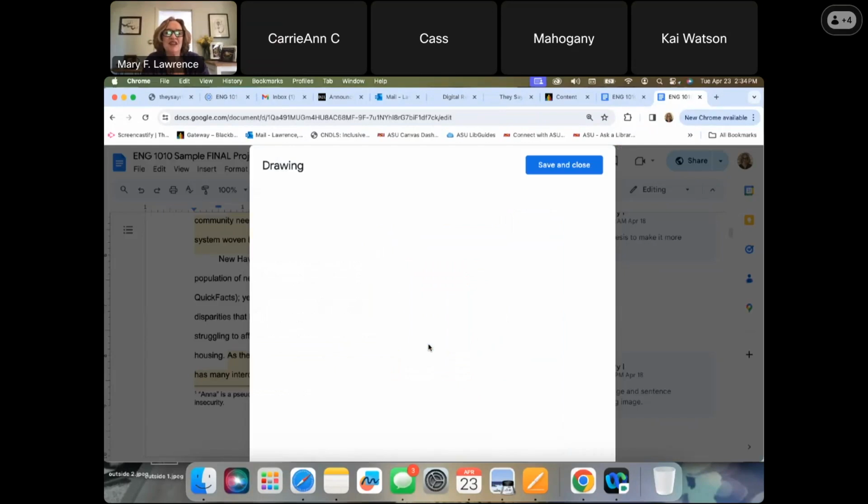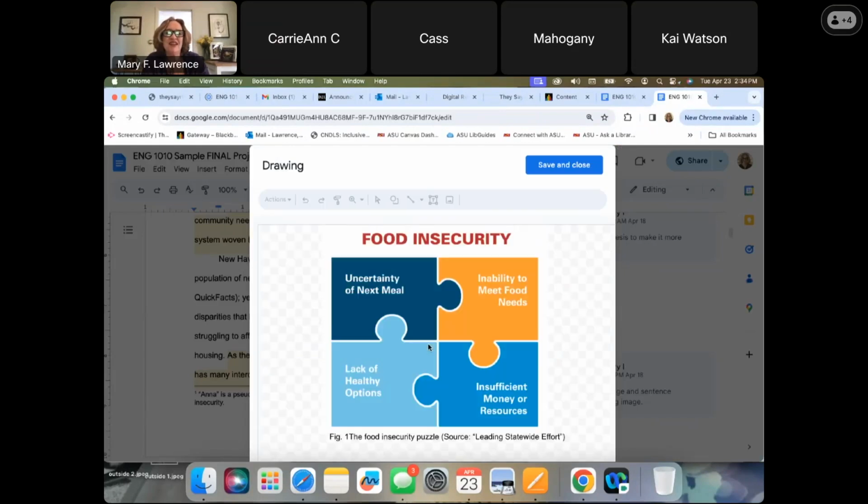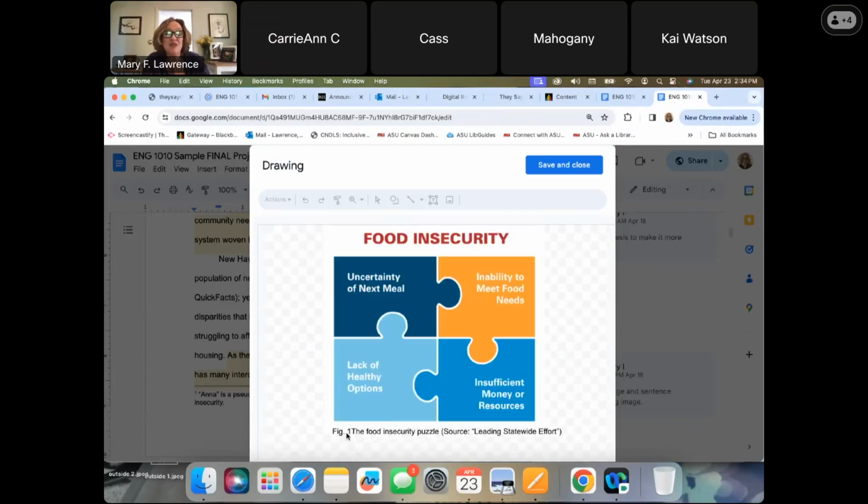I'll just double click because then it will show you, because it's small in there. But so my caption will say figure 1.